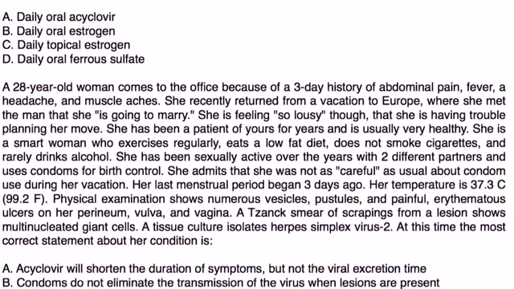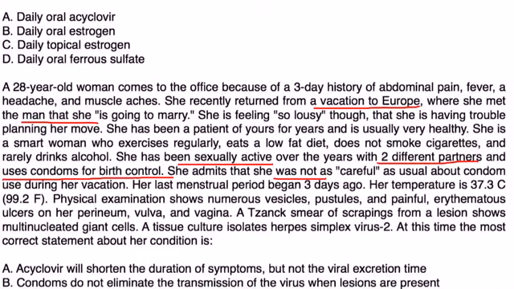A 28-year-old woman comes to the office because of a 3-day history of abdominal pain, fever, headache, and muscle aches. She recently returned from a vacation to Europe where she met a man that she is going to marry. She is feeling so lousy, though, that she is having trouble planning her move. She has been a patient of yours for years and is usually very healthy. She is a smart woman who exercises regularly, eats a low-fat diet, does not smoke cigarettes, and rarely drinks alcohol. She has been sexually active over the years with 2 different partners and uses condoms for birth control. She admits that she was not as careful as usual about condom use during her vacation.